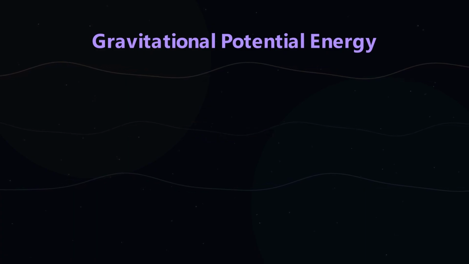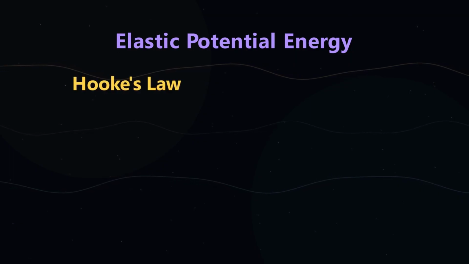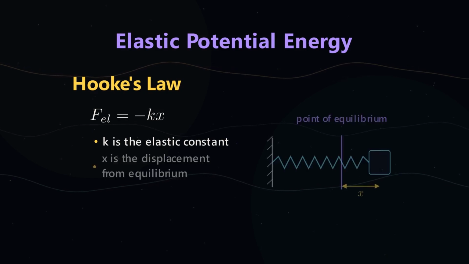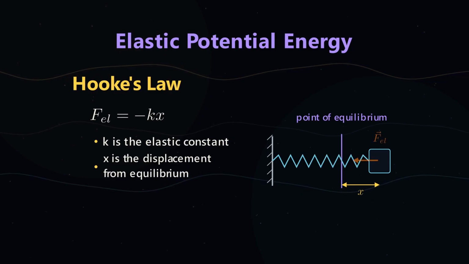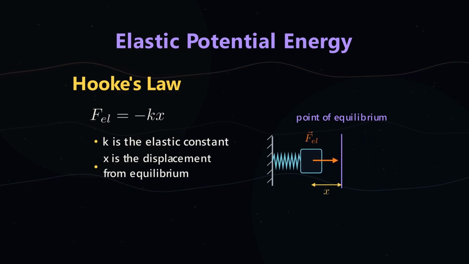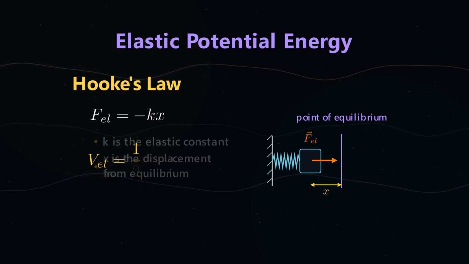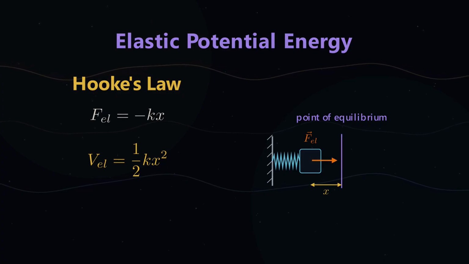Another important example is the elastic force. For an ideal spring, the force is described by Hooke's law, F equals minus kx, where k is the spring constant and x is the displacement from the equilibrium position. Again, the minus sign tells us that the force always points back toward equilibrium. If the spring is stretched, the force pulls it back. If the spring is compressed, the force pushes it back. To this force, we associate the elastic potential energy, V equals 1/2 kx squared. So the farther the spring is from its equilibrium position, the more potential energy is stored in the system.